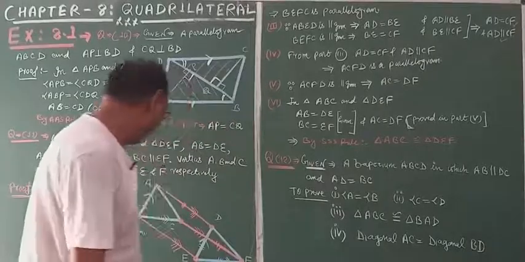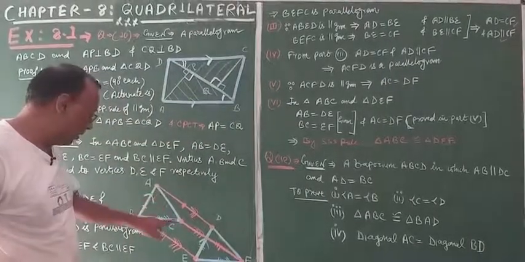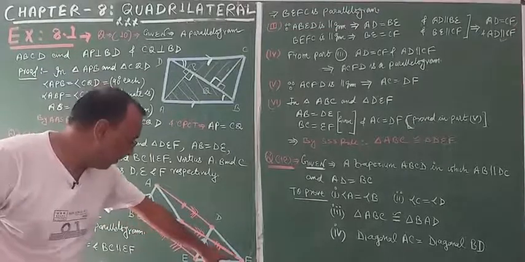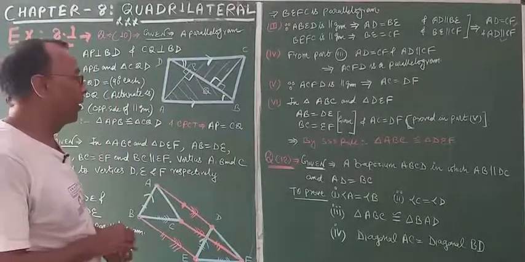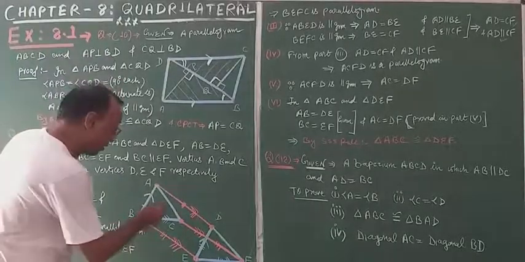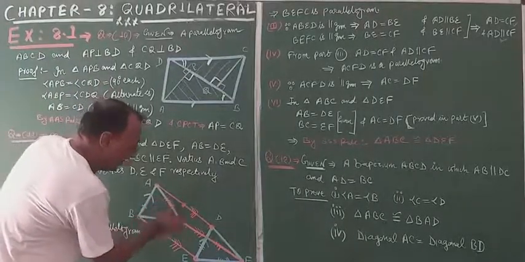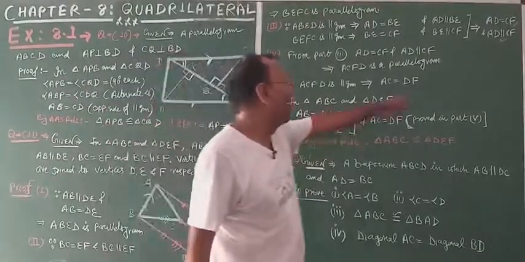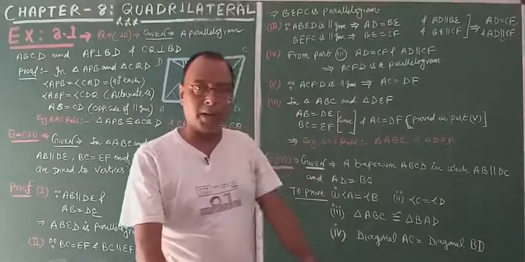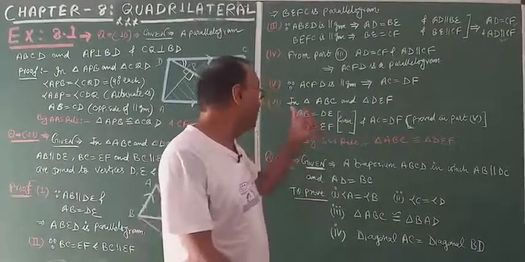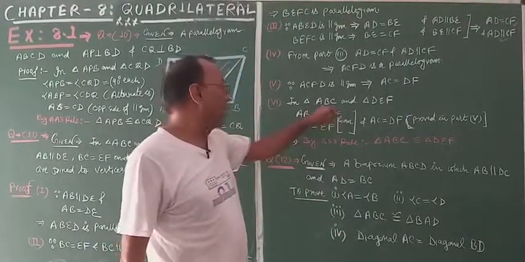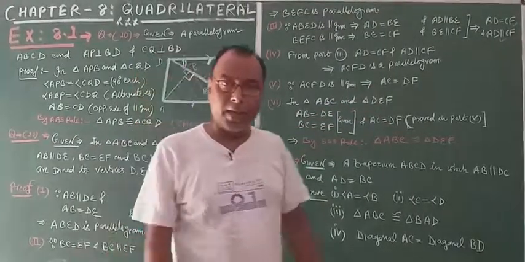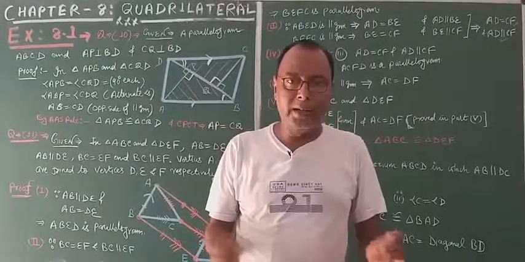ACFD is a parallelogram. If this is a parallelogram, therefore AC will be equal to DF. And this is the proof of the fifth part. Now look at the sixth part. You have to prove that triangle ABC is congruent to triangle DEF.